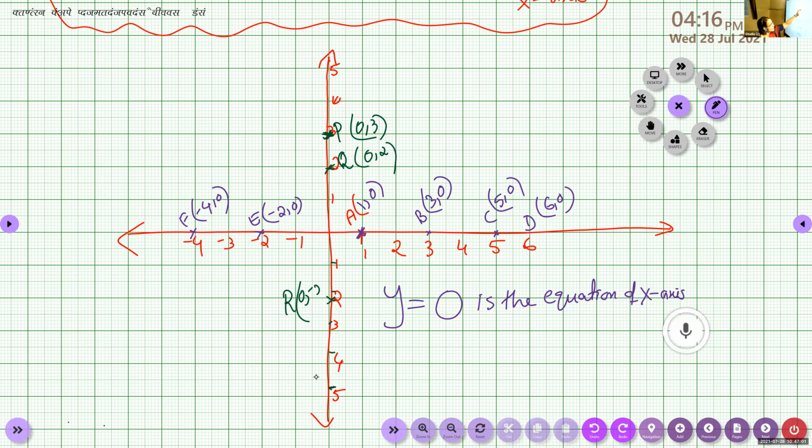On the y-axis, the x-coordinates are 0. So x equal to 0 represents the y-axis, or x equal to 0 is the equation of the y-axis. Write these two points also along with the other two. Very important points. Ma'am, we want to draw that. No need, I just showed you how that comes. Y equal to 0 is the equation of the x-axis, and x equal to 0 is the equation of the y-axis.